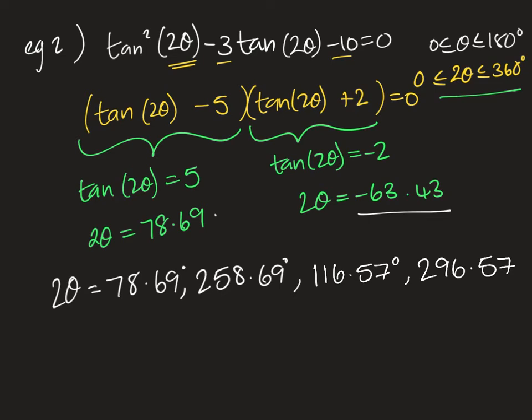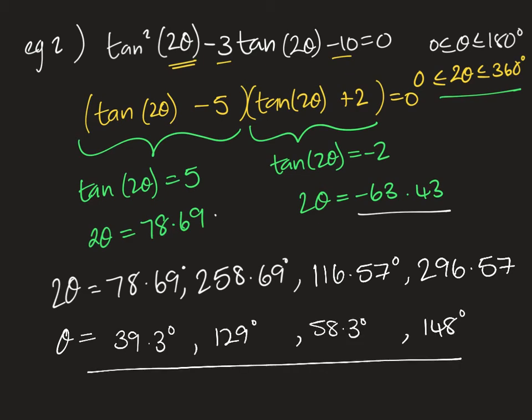Once you've solved for all of the values of 2 theta within your given range, you can then divide them all by 2 to get your values of theta. And there we have it, 4 solutions for theta within the range 0 to 180.